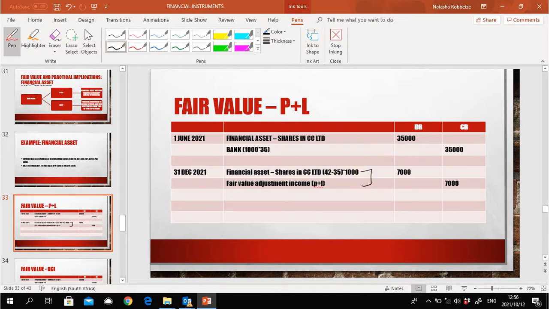And now this is basically identical to what we do with investment property. But instead of investment property, we say financial asset. And we say it's a fair value adjustment through profit or loss, a fair value adjustment income, or a fair value adjustment expense.